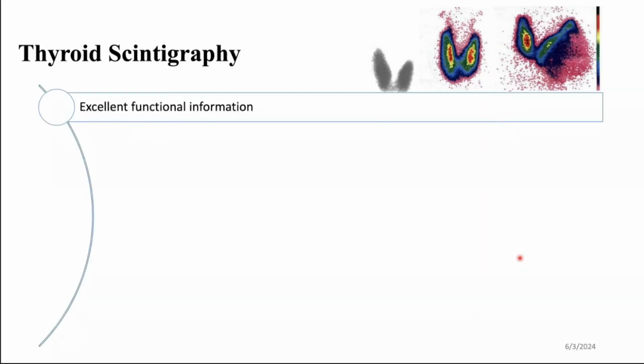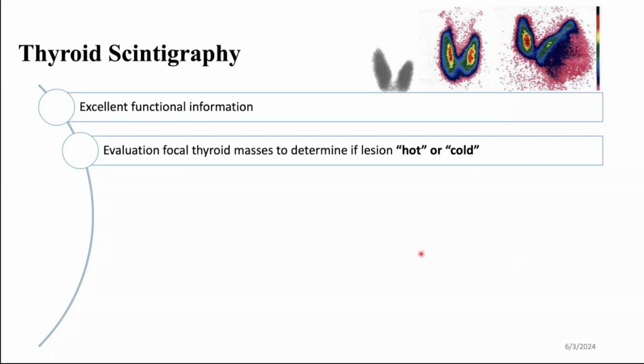As you know, it's a functional imaging. It gives you functional information, which is different from ultrasound. Ultrasound gives you anatomic information, not the function of the gland. So it can evaluate nodules or masses in the thyroid gland, and we can determine if it's a hot nodule versus a cold nodule. We call it a hot nodule if it takes up more radiotracer compared to the rest of the gland, and a cold nodule if it takes up less radiotracer compared to the thyroid gland, and we'll see examples of each one.